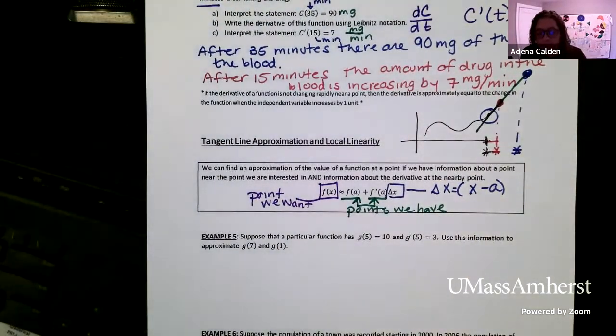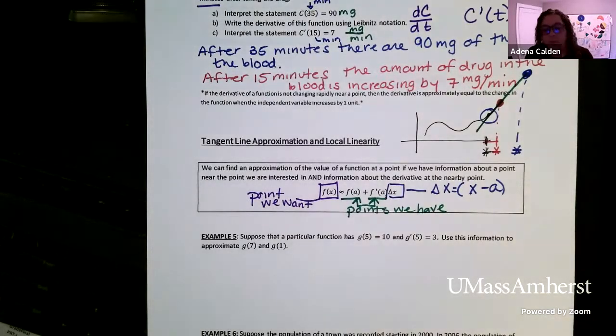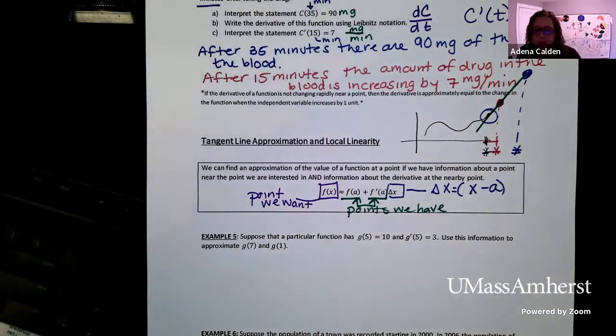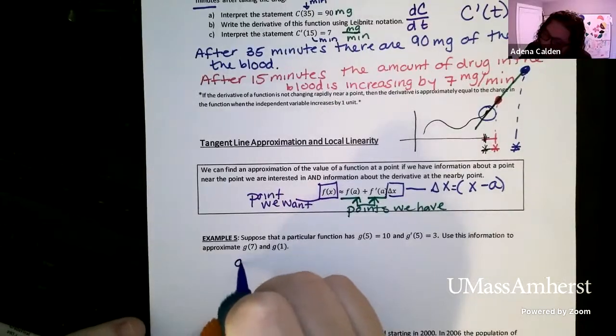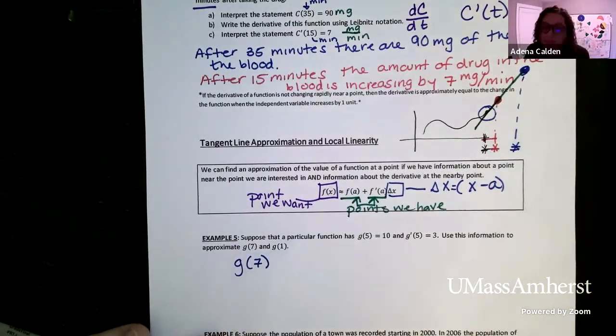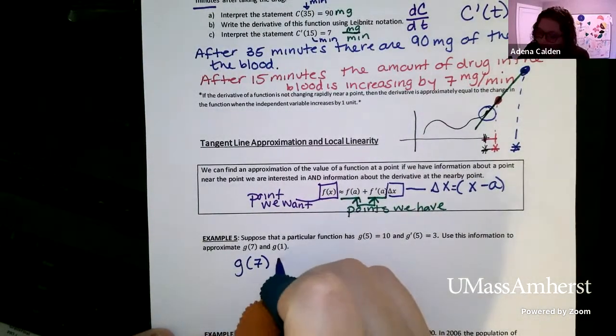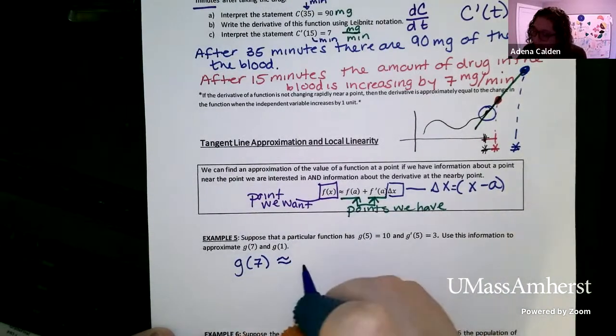So suppose that a particular function has g of 5 equals 10 and g prime of 5 equals 3. We want to use this information to approximate g of 7 and g of 1. So we'll do g of 7 together. So g of 7, that's the point we want. So that's going to be approximately.